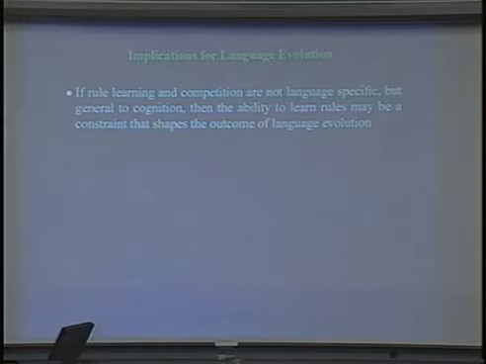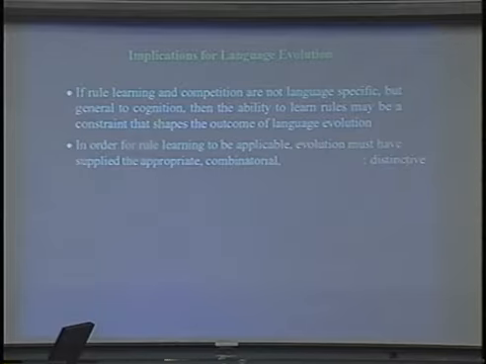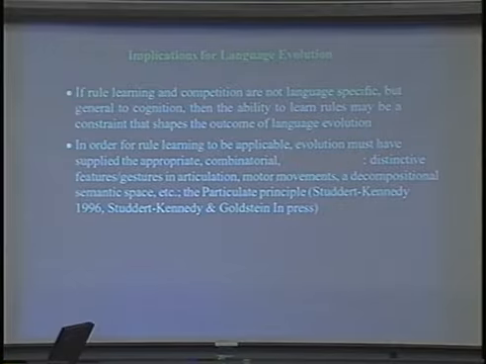Finally, the big fish to fry. What does this mean for evolution? If rule learning and computation are not language specific, but general to cognition, as I've argued, learning seems to be domain general, and also elsewhere conditions seem to be domain general, then the ability to learn rules may be a constraint that shapes the outcome of language evolution. Language, whatever mutation or what have you, had to work with those general cognitive constraints.